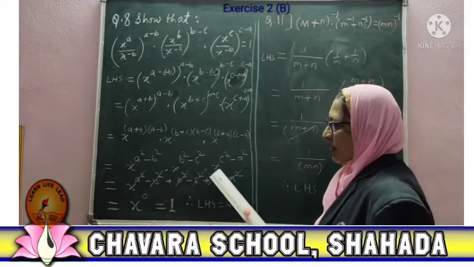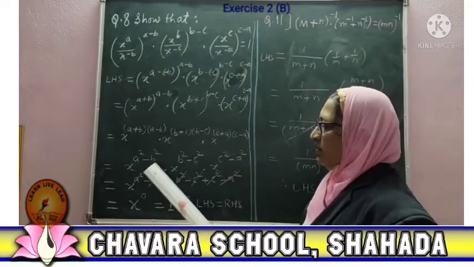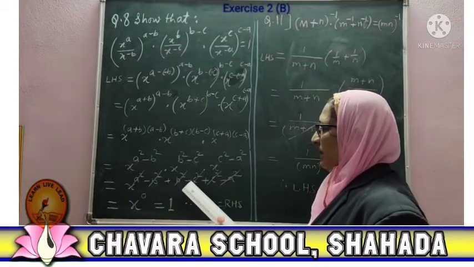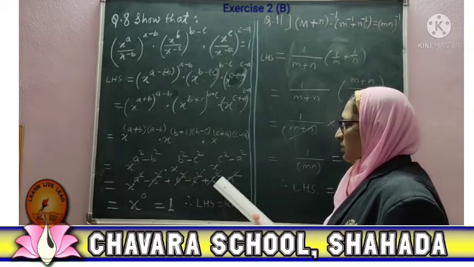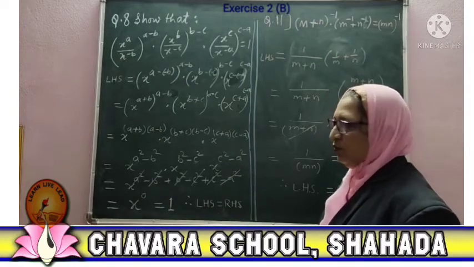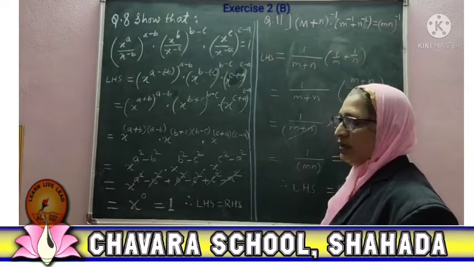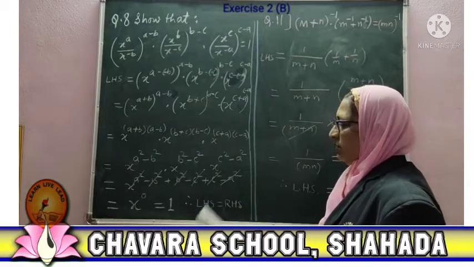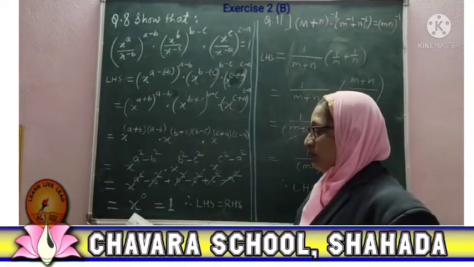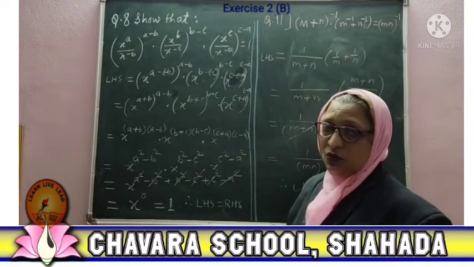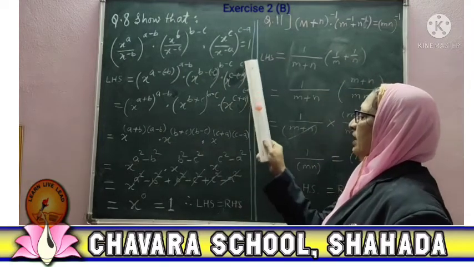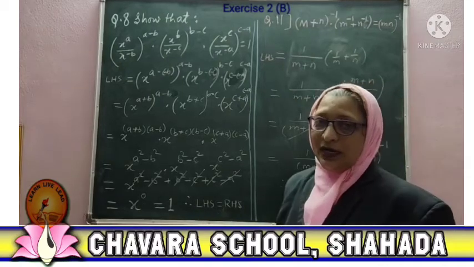Now as the bases are the same, we will add all the powers since there is multiplication. So x to the power a square minus b square plus b square minus c square plus c square minus a square. Now positive a square and negative a square are removed, negative b square and positive b square are removed, negative c square and positive c square are removed. So what remains is x to the power 0. And as we know, any base with power 0 has the value 1. So from this we can say that the left hand side is equal to the right hand side.